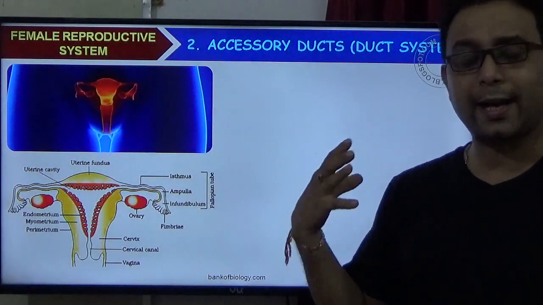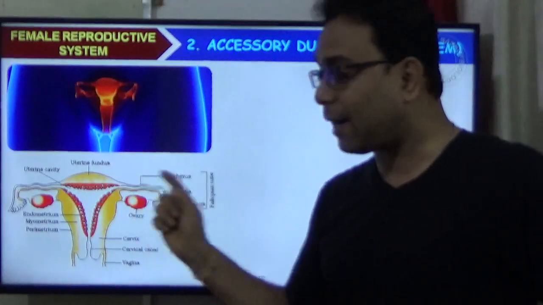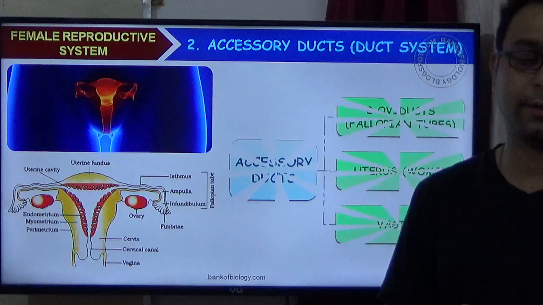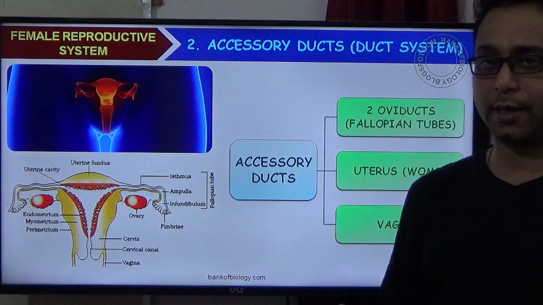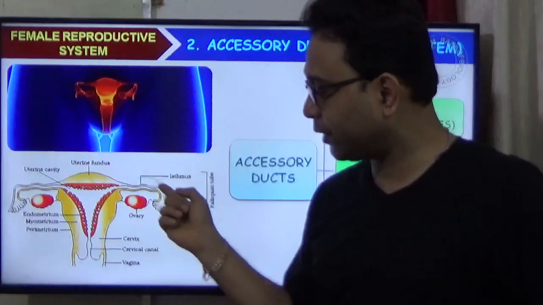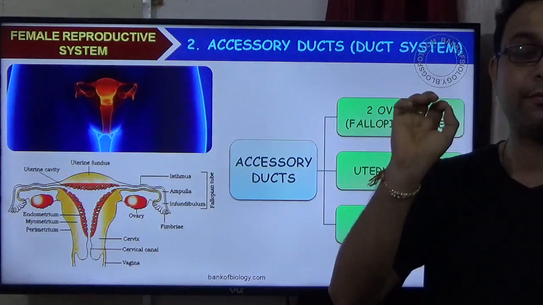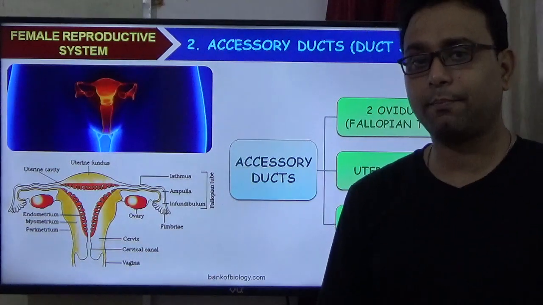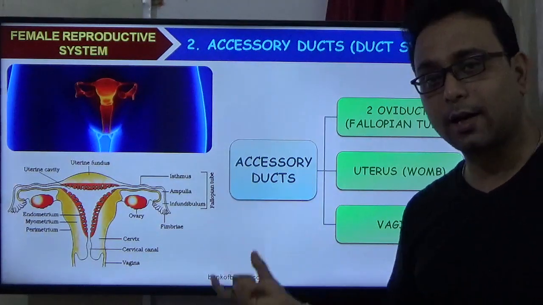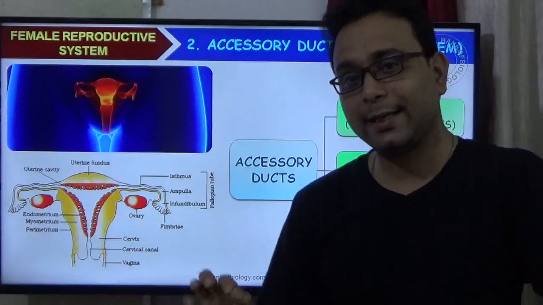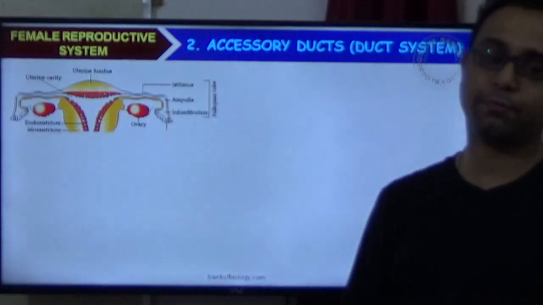We now discuss the accessory duct system. That means these are the different pipes, different parts which help in the transportation of the ovum. You understand already that the accessory ducts have three important parts. Number one is called the oviducts, this one is called the uterus, and this one is called the vagina. So these important parts help in the reproduction, so they are called accessory ducts. Also it is called the secondary sexual organ of the human body because they indirectly help in reproduction.